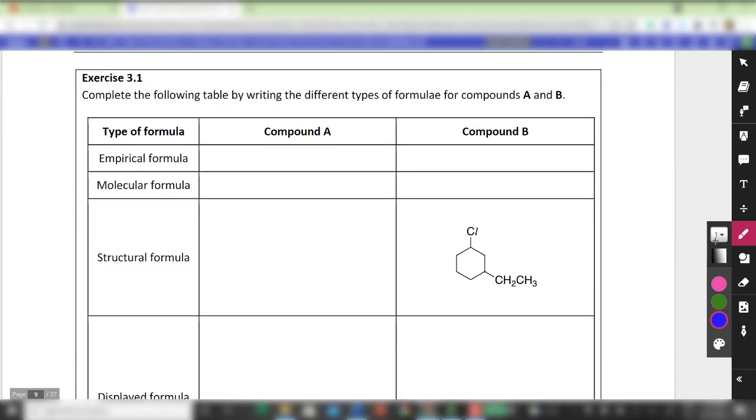Okay, now for exercise 3.1, you are supposed to complete the table by writing the different types of formulae for compound A and B. Okay, so for this particular compound, we'll just do B first because the skeletal structure appears over here. So normally you can just count in your heart how many carbons are there. If I do a quick look, there are 6 here, so that will be a C8. Okay, so it's a C8. How many H? 5, 6. Okay, usually this is being missed out, so take note of it.